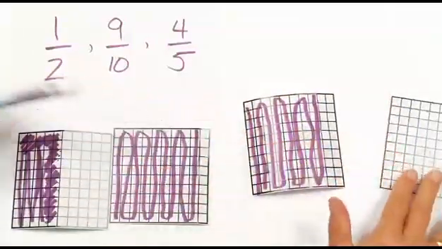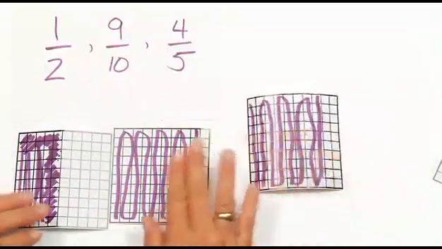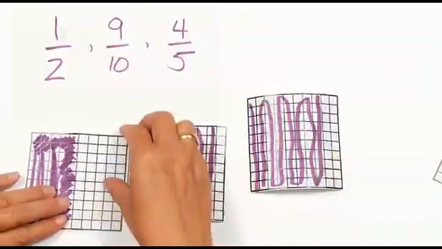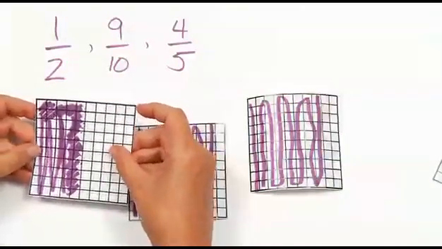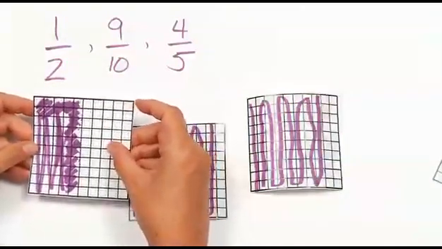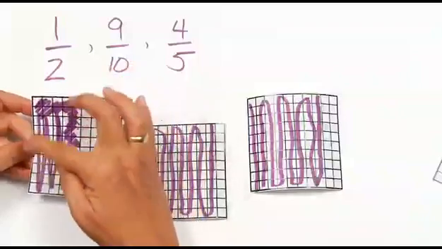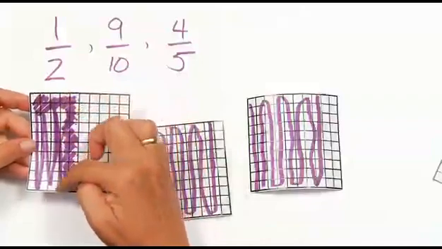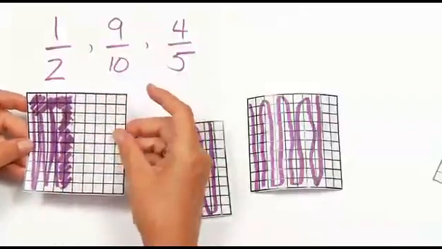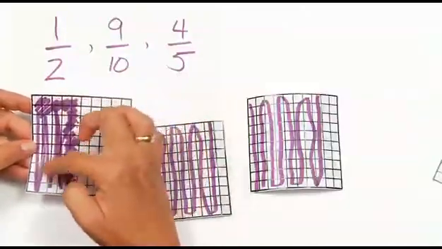The nice part about using a hundreds grid is that I now automatically have it worked out into percents, because percents really mean out of 100. And so when I take 1/2 of my hundreds grid, I know that it's going to be the same as 50 100ths, or 50%.